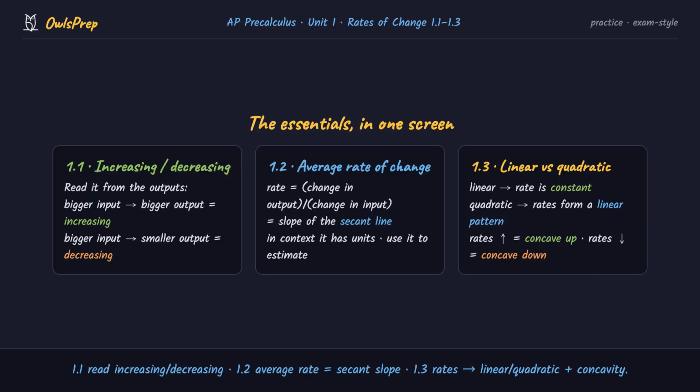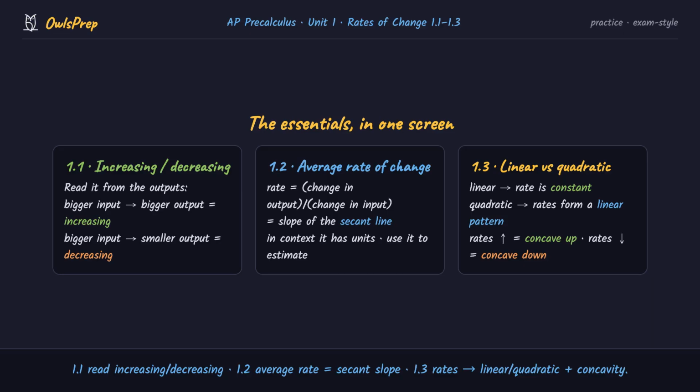First, the essentials. Topic 1.1. A function is increasing where bigger inputs give bigger outputs, and decreasing where bigger inputs give smaller outputs. You read that straight from a table. Topic 1.2. The average rate of change over an interval is the change in output divided by the change in input, the slope of the secant line, and in a real problem it carries units, and you can use it to estimate a value.